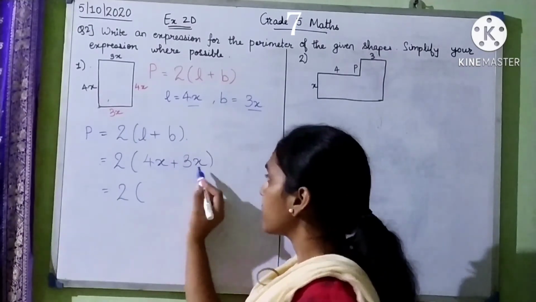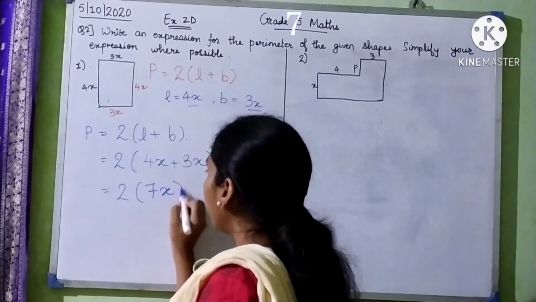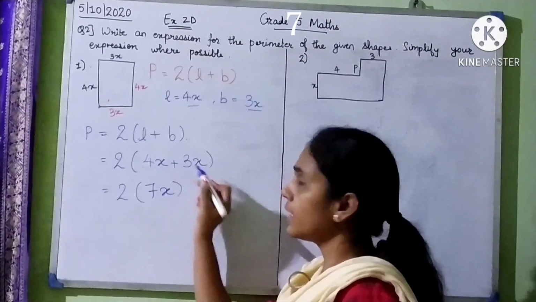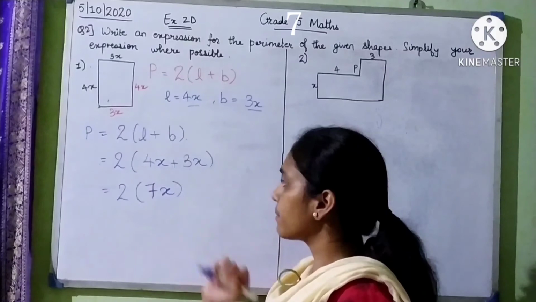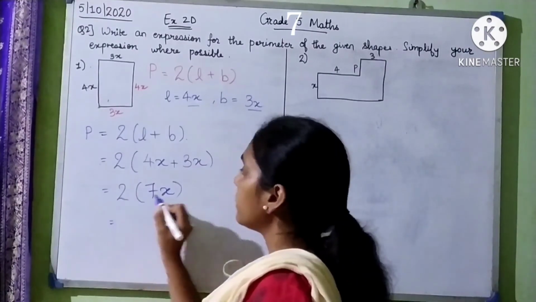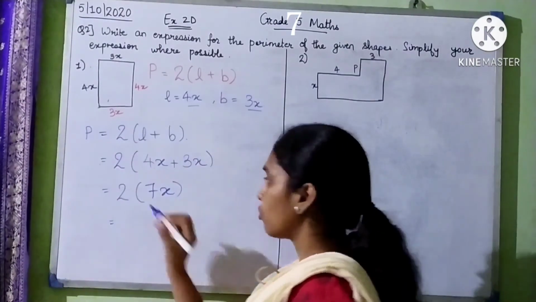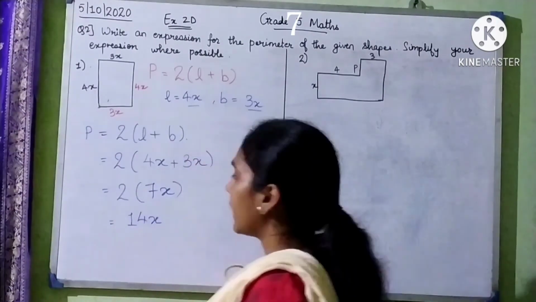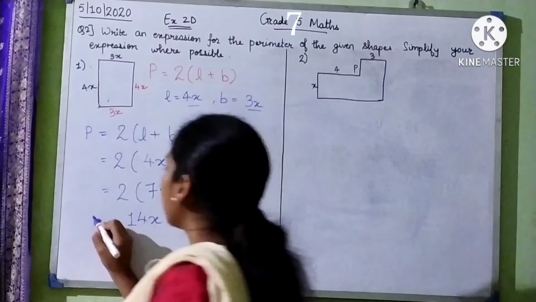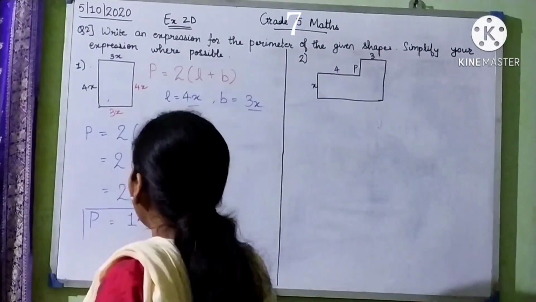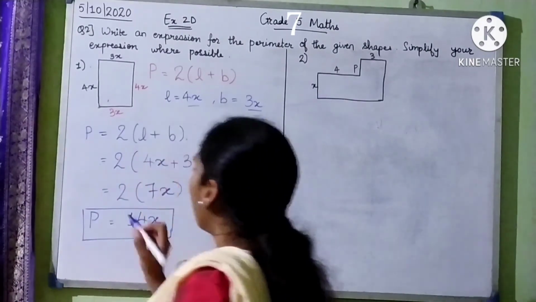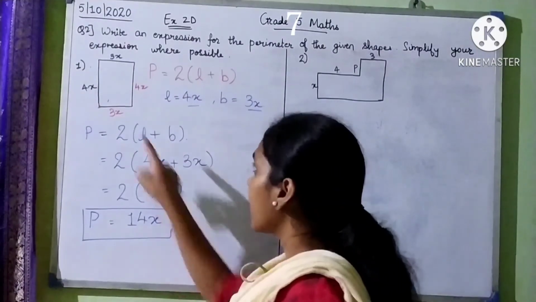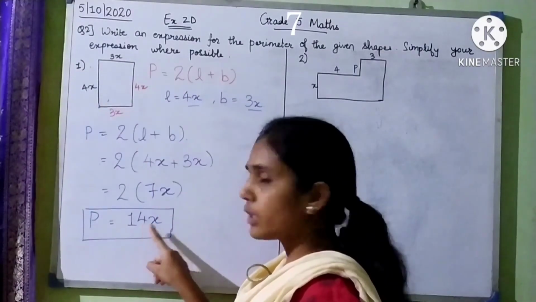So this becomes 4x plus 3x. They are like terms, because they are both x terms only, so we can add them. So 4x plus 3x becomes 7x. Now this 2 is multiplied to 7x. So 2 into 7 is 14 and there is only x, so x will be carried. So this is the total perimeter of this given rectangle. The sum of all sides is 14x.